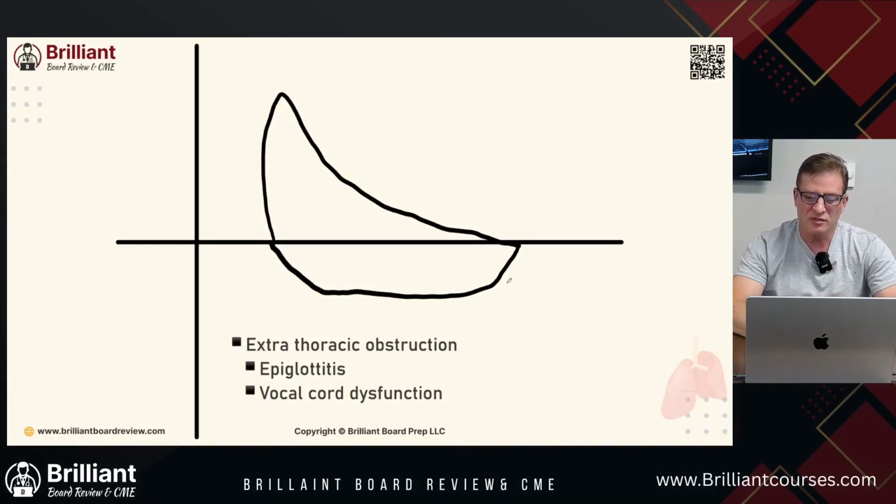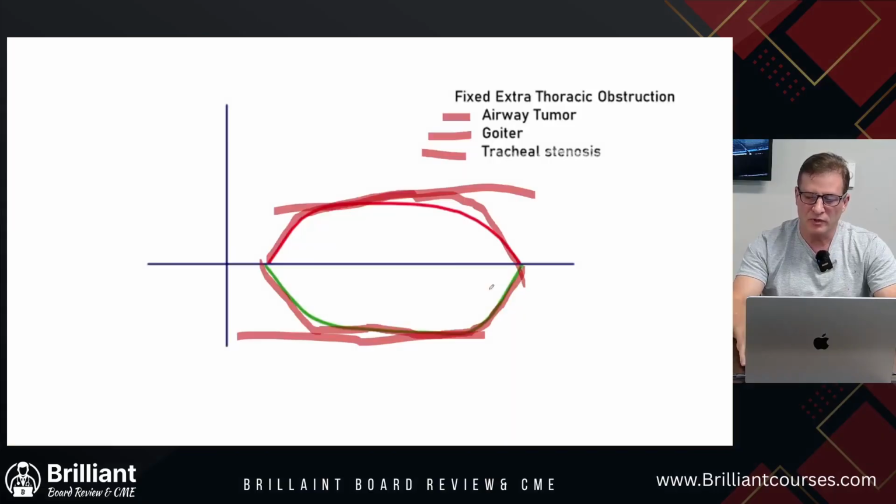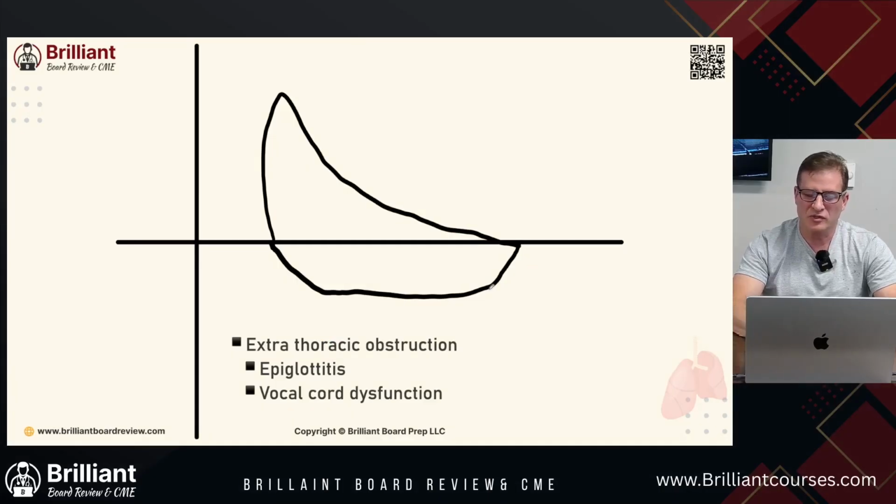Now, this is an extrathoracic obstruction, which is not a fixed one. Remember, extrathoracic means the nose, mouth, pharynx, and larynx. An example, as we talked about, would be vocal cord dysfunction.